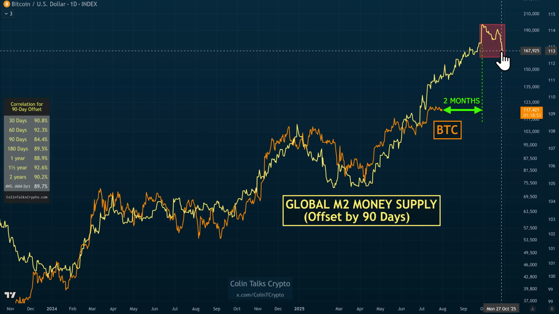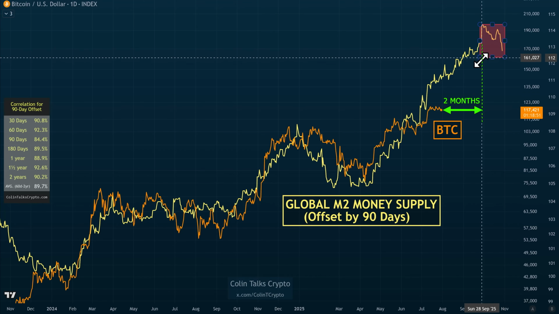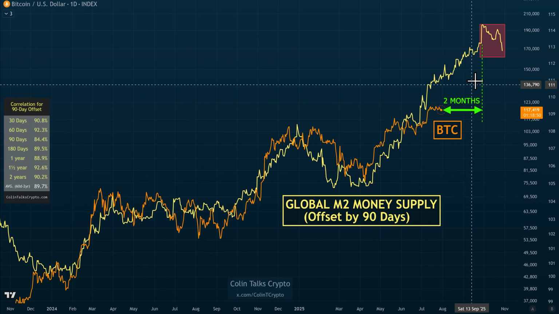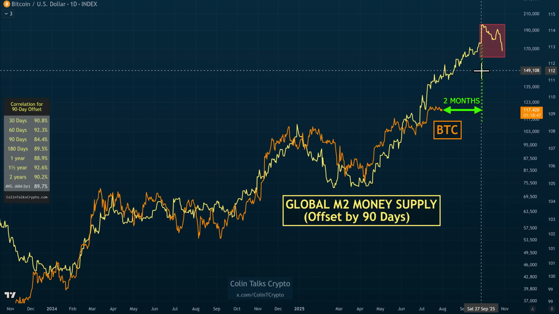Now, if it's the final top, that means that we only have about 2 more months remaining in this bull run cycle, which I just want to make a comment on. I feel like that's not very likely, that the cycle is going to end in just 2 months. But I will also not ignore the data.